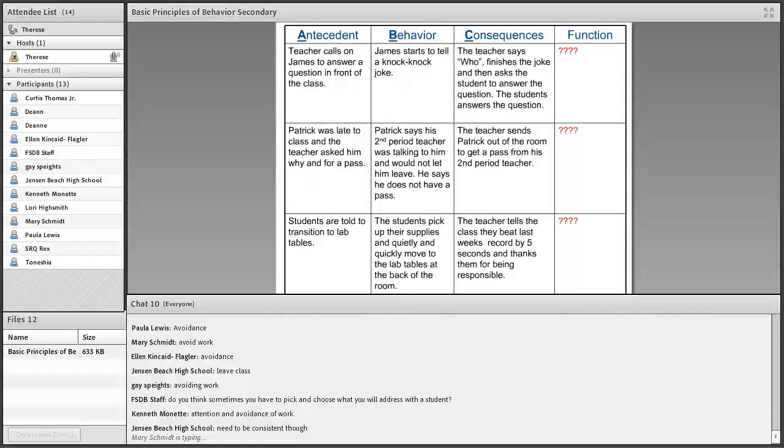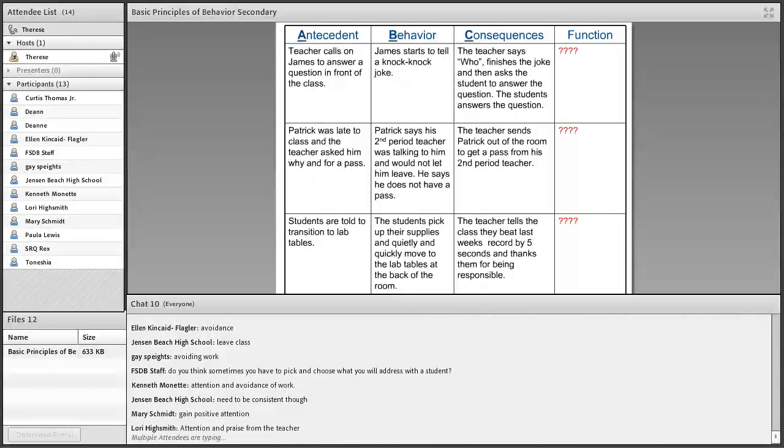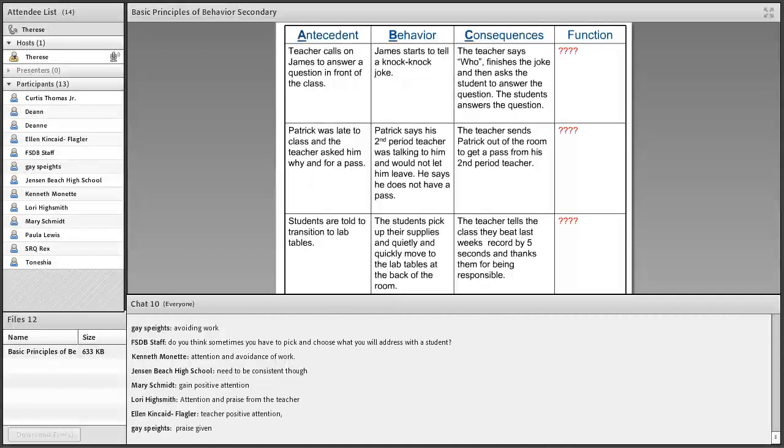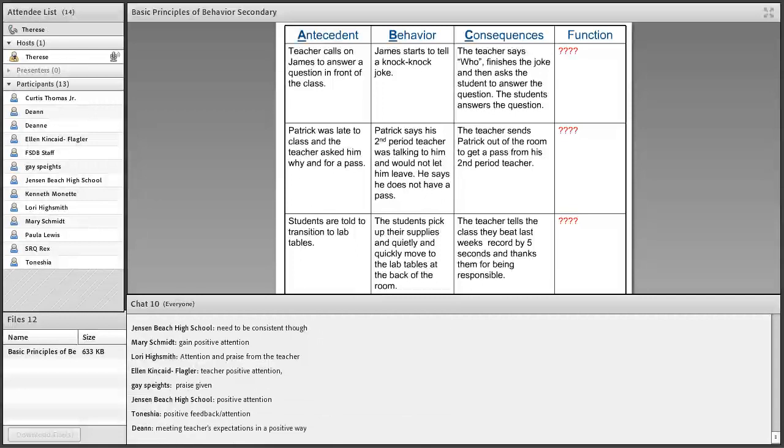So what's the function of the students picking up their supplies and quietly and quickly moving to the lab tables at the back of the room? Attention and praise from the teacher. Excellent. Positive teacher attention. You guys got it. Excellent. Thank you. You guys are being very reinforcing for me. I appreciate your comments. Excellent.